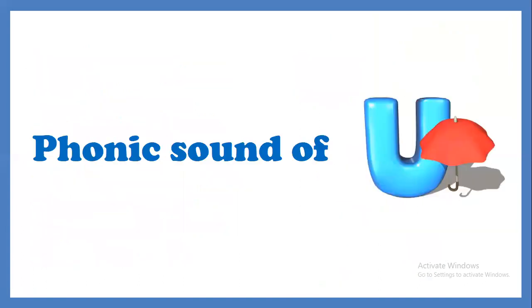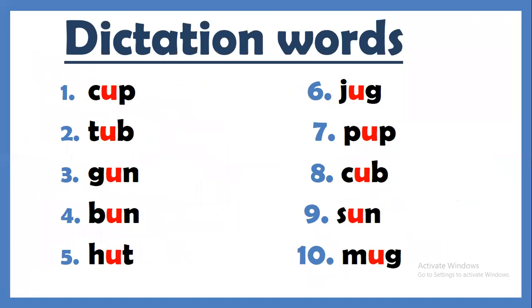Next, we are learning phonics sound of U. So phonics sound of U is up, up. So let's read the dictation words. First is C-U-P, cup. Number 2, T-U-B, tub. Phonic sound, tub. Number 3, G-U-N, gun.